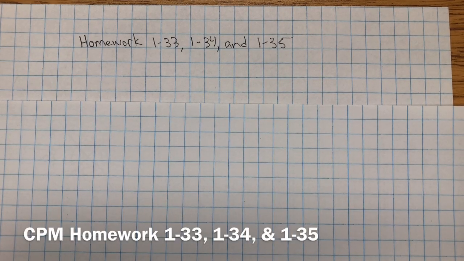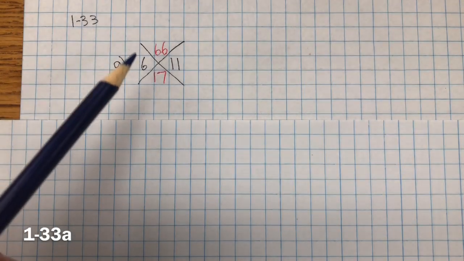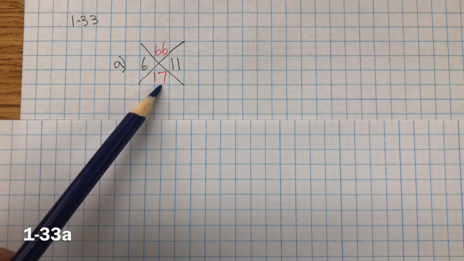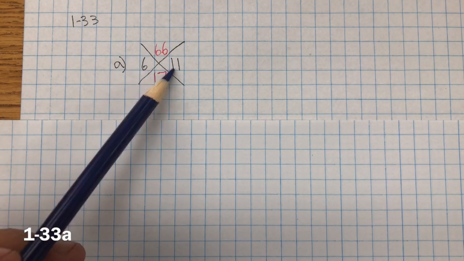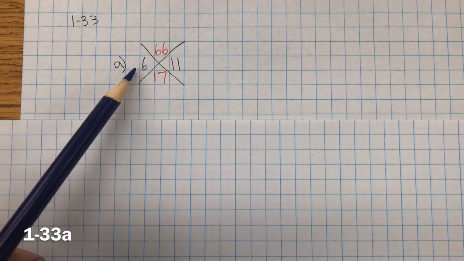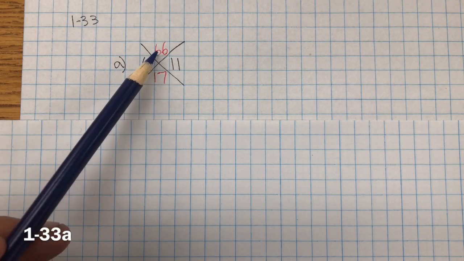This is the homework for 133, 134, and 135. For problem 133A, we have a series of diamond problems. And remember, the bottom part of the diamond is the sum of these two numbers, and the top is the product of these two numbers. 6 plus 11 is 17. 6 multiplied by 11 is 66.